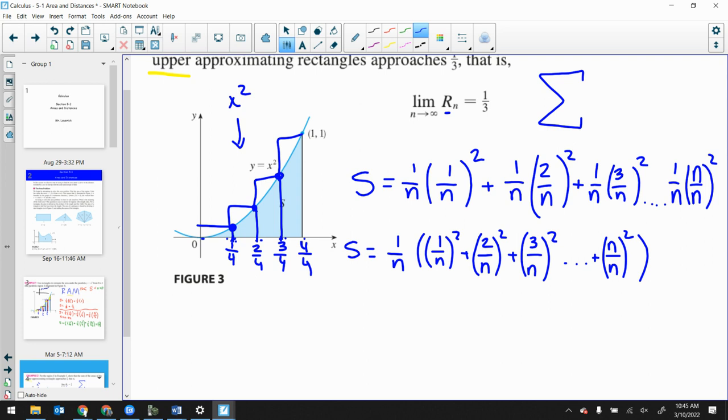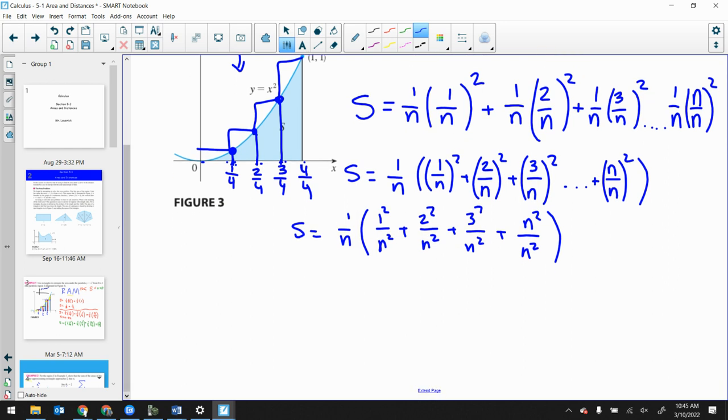Just going to kind of keep manipulating this down. Now, if I distribute that squared in, I guess I could have done this on this next step. But 1 over n, this would be times 1 squared over n squared plus 2 squared over n squared plus 3 squared over n squared plus n squared over n squared, right? That's no surprise. I just distribute that power to both numerator and denominator.